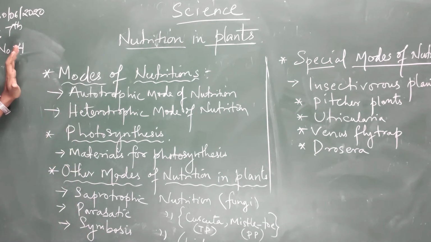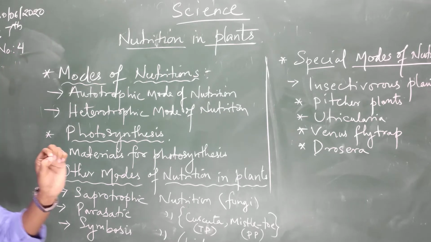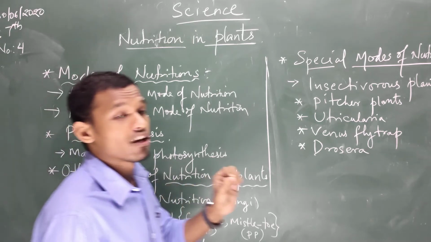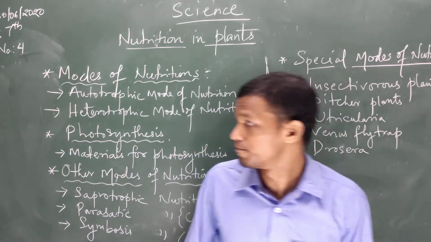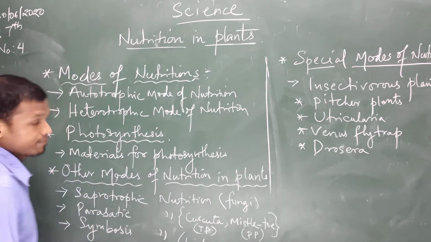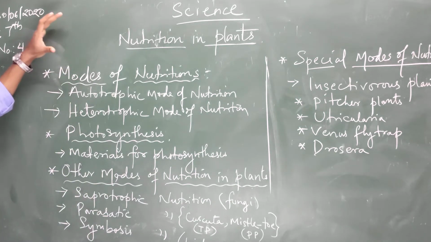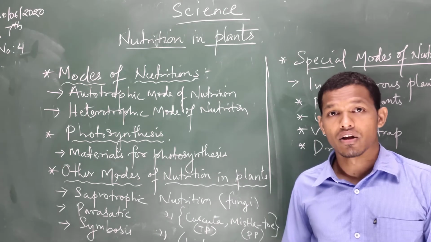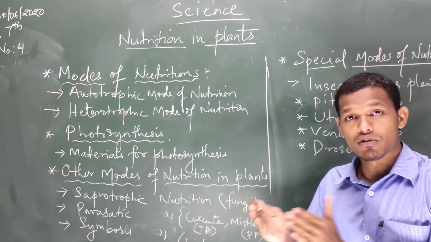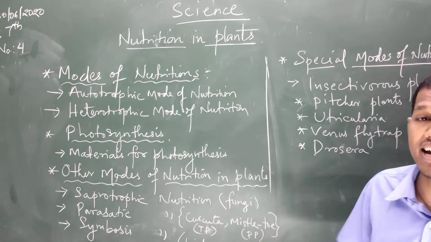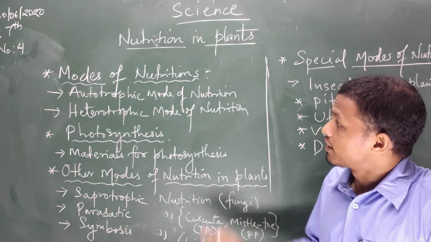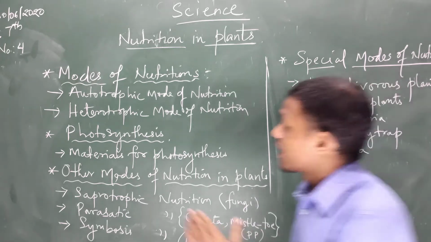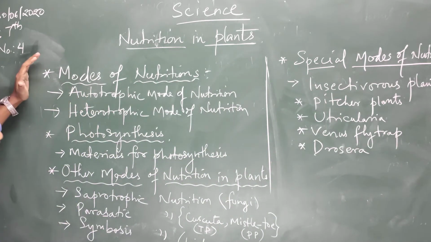But already you have studied nutrition in plants. The definition of nutrition is the mode of taking food by an organism and utilizing it in its body. That is the proper definition of nutrition. In nutrition, plants depend on themselves for preparing food, but animals and human beings depend on plants, directly or indirectly, for food. Therefore the modes of nutrition are categorized.